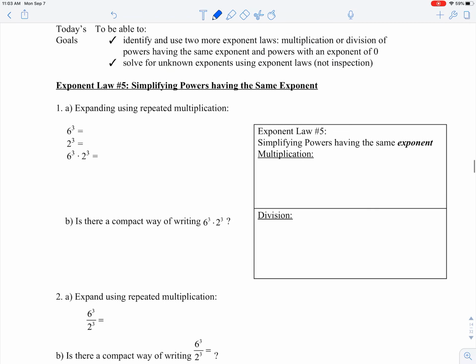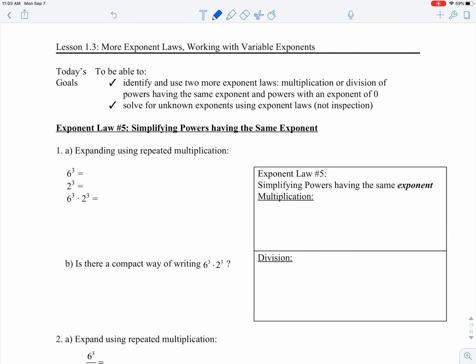Welcome to lesson 1.3 on exponent laws and working with variable exponents. We're going to get two more exponent laws today, and we will work with using a variable, so that means a letter in the exponent, and solving for it up there. But we're going to start with simplifying powers that have the same exponent, and that's the super important part. Same exponent.